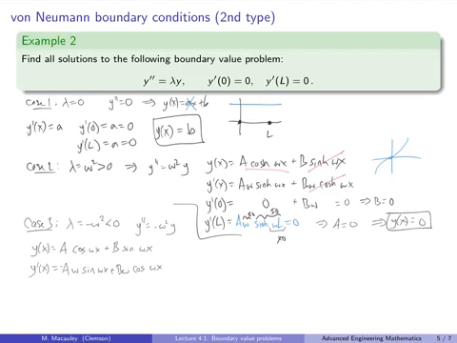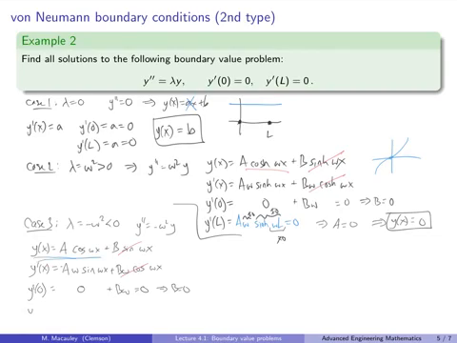Now let's plug in our boundary conditions. So if we do y prime of 0, we get 0 plus b omega equals 0, so that kills off b. Omega is non-zero, so b equals 0. So that will kill off this term and that term, and we are left with just this cosine.